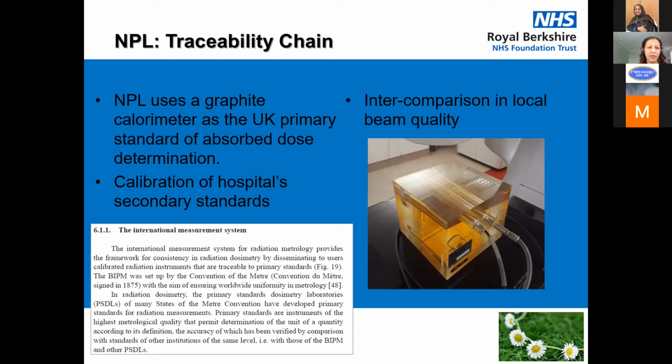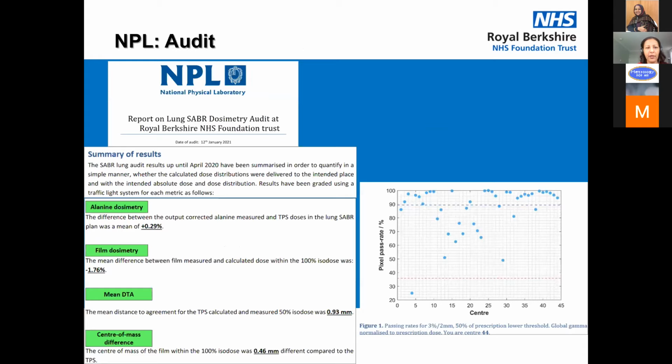And this is what is called a traceability chain or a daisy chain. In this way, we know that the dose that we're measuring with the equipment that we have in the hospital is actually following the standard nationally. They also, this is another example where we implemented a new service, hypofractionation for lung cancer, in the Royal Berkshire Hospital.